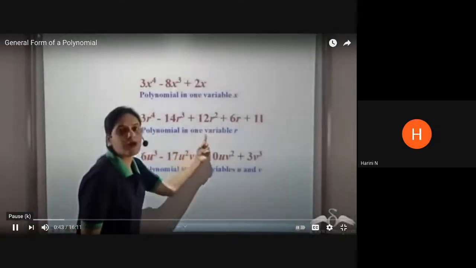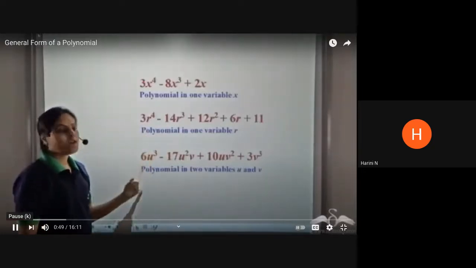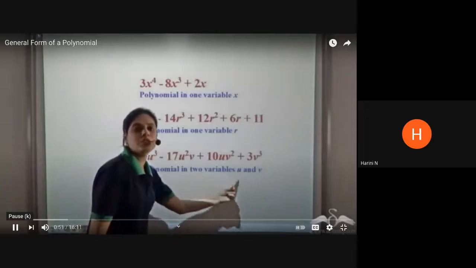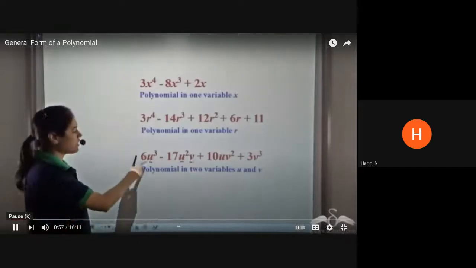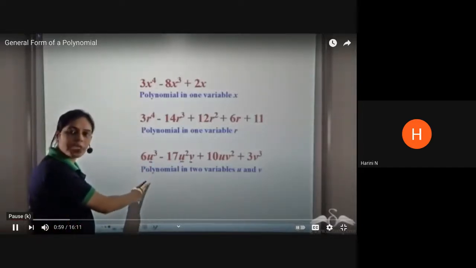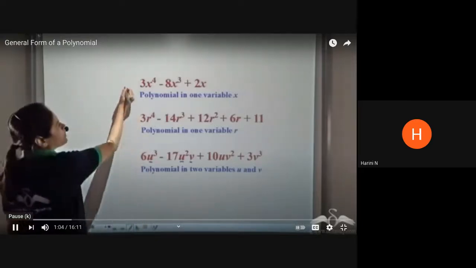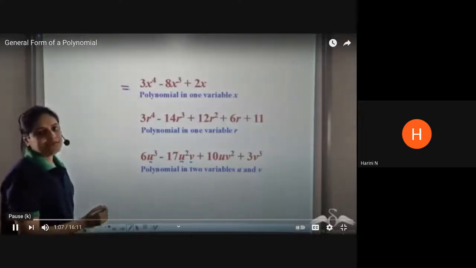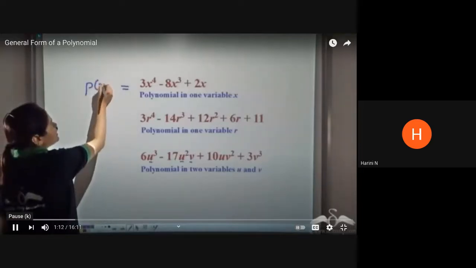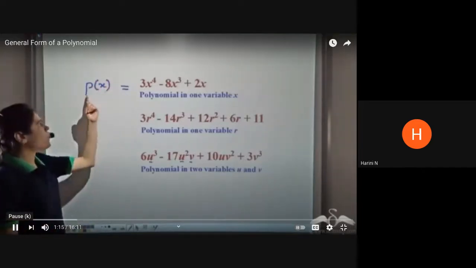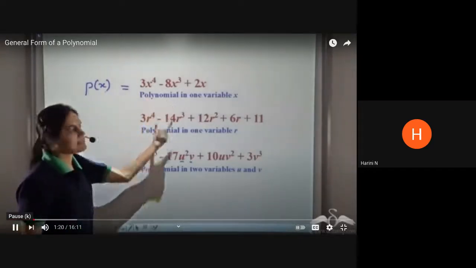Similarly, this can be called a polynomial in one variable r. This can be called a polynomial in two variables u and v, because it has two variables u and v. Now, we can denote this polynomial by any letter. Say we take p and we write the variable within brackets. So p(x) denotes this polynomial in one variable x.